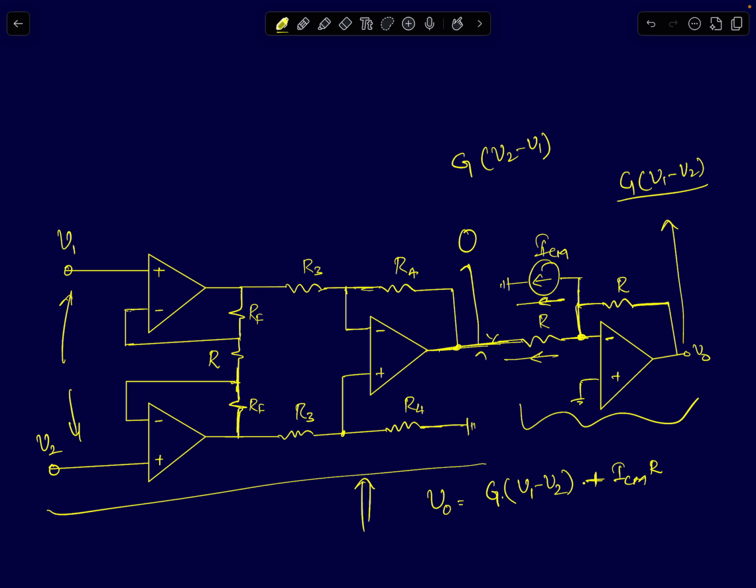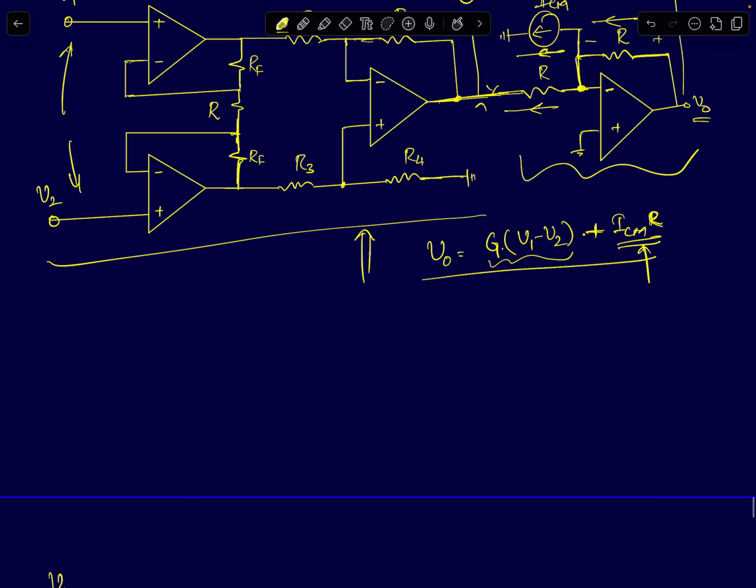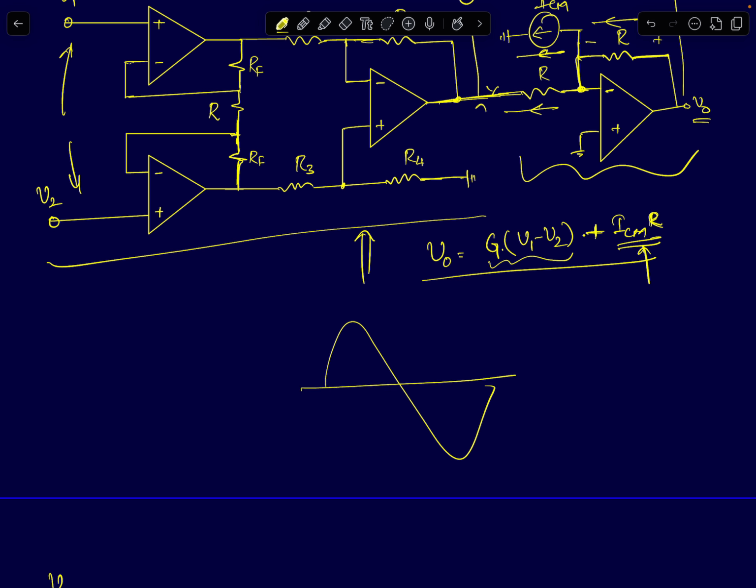So all this current ICM will flow through this resistor and it will create a voltage drop of ICM times R across the resistor, and the output voltage will also be the same. So the final voltage can be written as this: G times (V1 minus V2), this is your instrumentation amplifier's voltage, plus ICM times R. So now I can choose my current ICM and the resistance value R in such a way to adjust my DC common mode value, the DC level at the output of your instrumentation amplifier. This is one way. There are other ways as well. This is not the only way to do it.